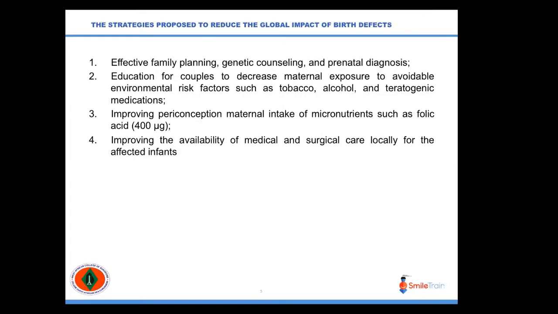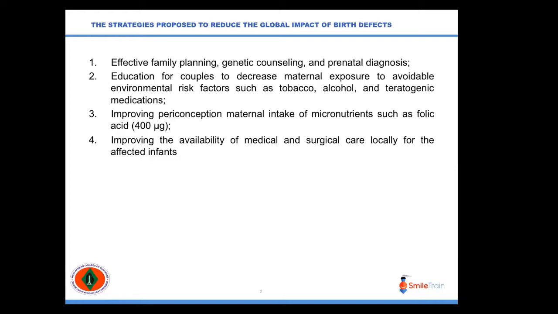There are strategies that have been proposed to reduce this global burden impact. The first one is effective family planning. Evidence has shown that if families are planned properly, especially using genetic counseling and prenatal diagnosis, we can greatly reduce this, because with ultrasonic technology, a lot of babies that are born with cleft can be picked up in utero, and something can be done about that.